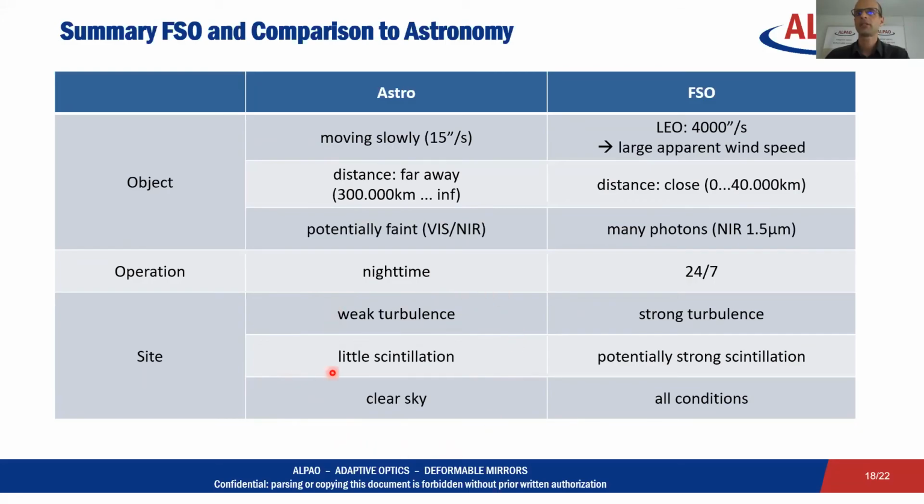They're chosen to have clear skies, whereas for FSO, the deployment of an optical ground station cannot always be on top of a mountain. It might be close to a city. It might have spurious lights. You have stronger turbulence to cope with, and potentially scintillation. So this is something your wavefront sensor has to cope with.